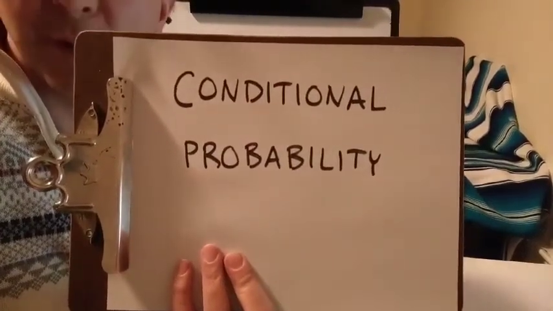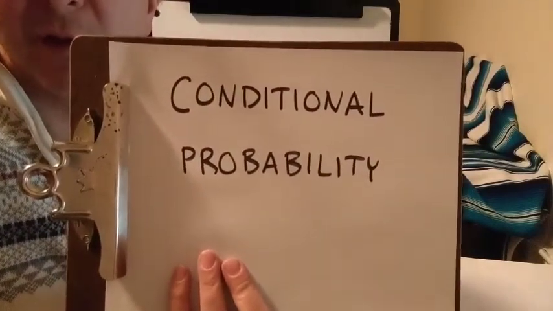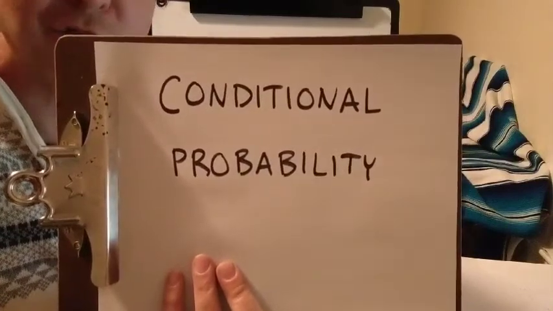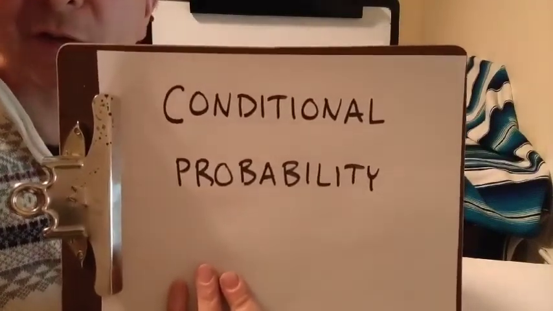Sometimes we form an opinion about something, and then we get information, and this additional information could make our opinion change. Probabilities that are given with information are called conditional probabilities.